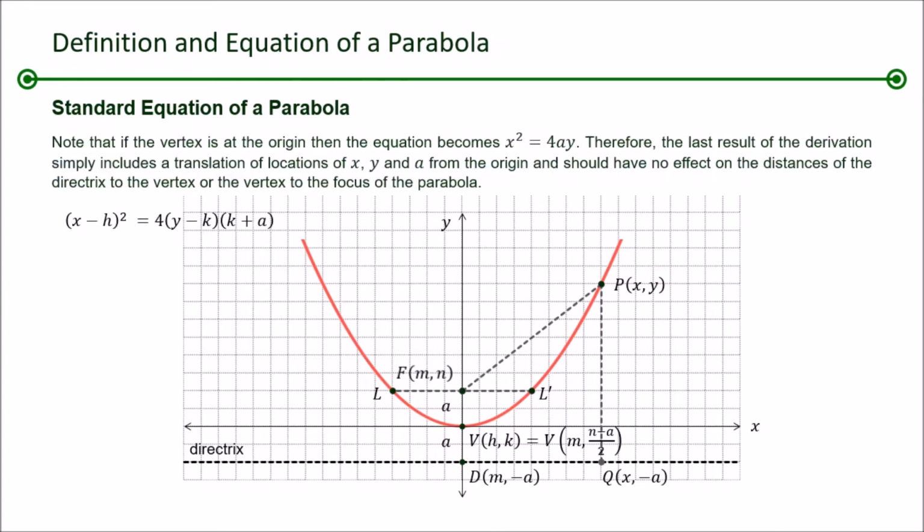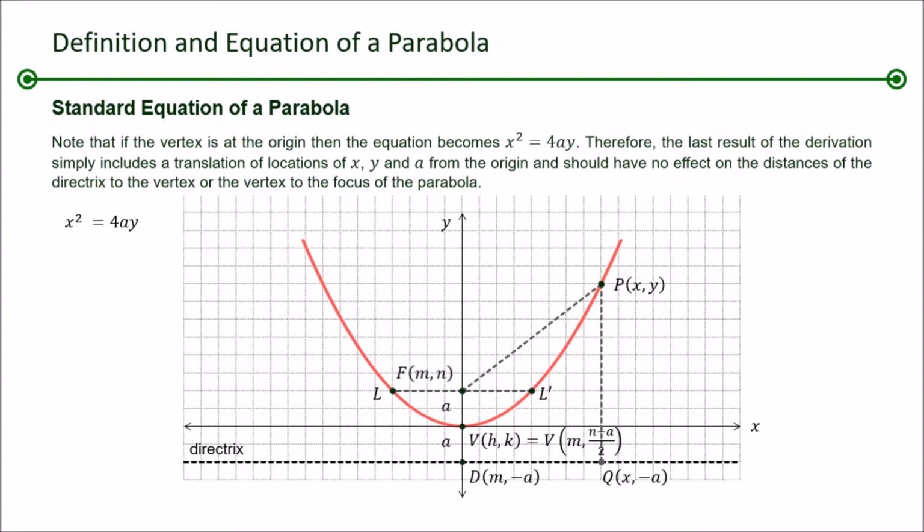Note that if the vertex is at the origin, then the equation becomes x squared equals 4ay, since h and k become 0. Therefore, the last result of the derivation simply includes a translation of locations of x, y, and a from the origin, and should have no effect on the distances of the directrix to the vertex or the vertex to the focus of the parabola. This is now the standard equation of a parabola whose vertex is located at the origin.